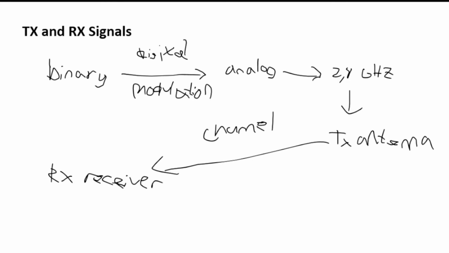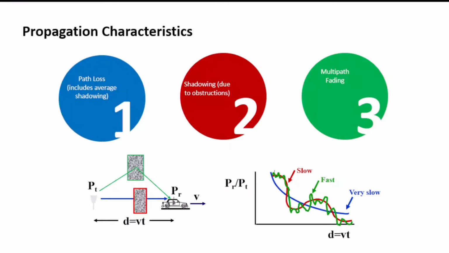With that out of the way, now we are going to start to talk about propagation characteristics. So there are three main propagation characteristics that I'm going to talk about here. The first is path loss, the second is shadowing, and the third is multipath fading. So let's talk about the first one. So path loss. So it is the reduction in power density or attenuation of an electromagnetic wave as it propagates through space. So it's basically when a signal loses its strength while it's moving through space.